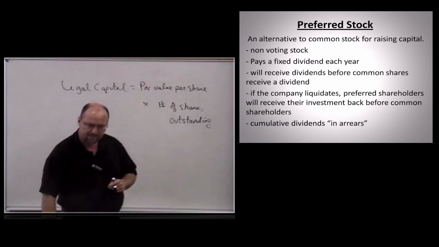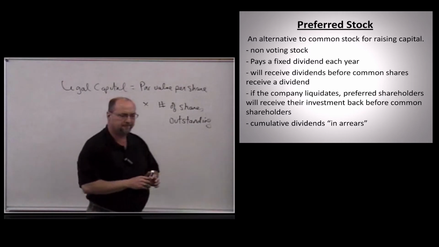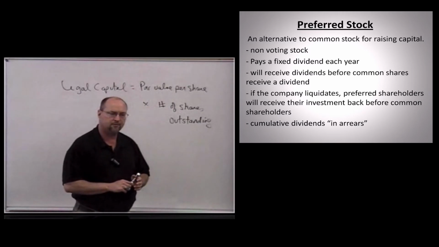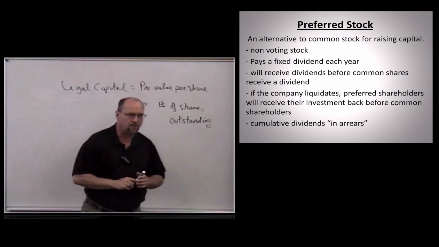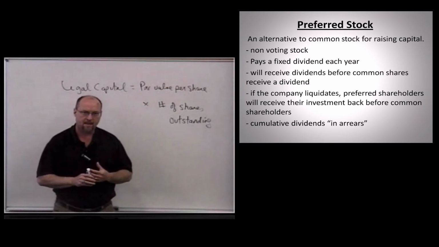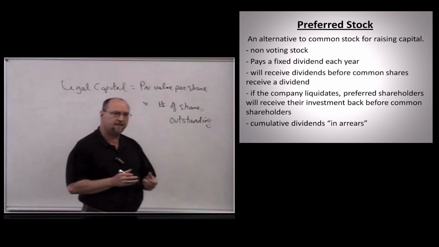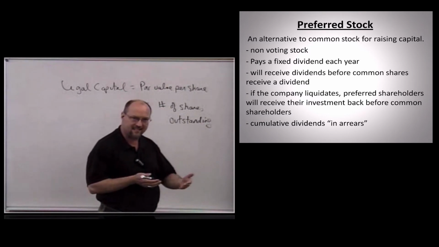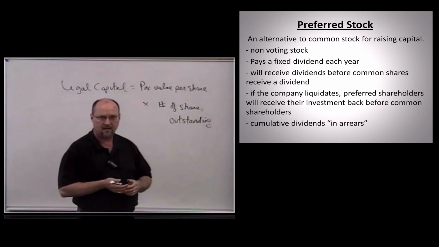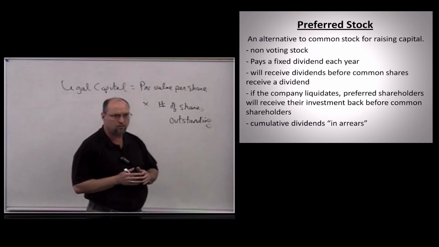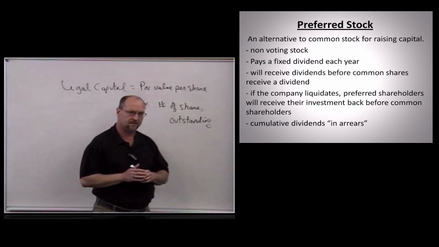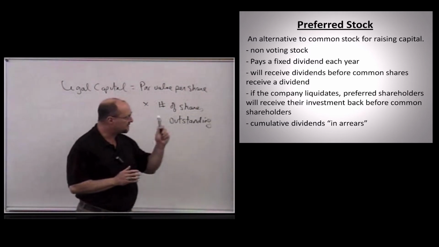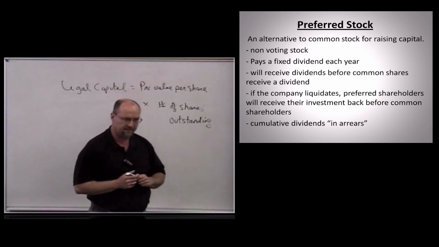And we also have another type of stock called preferred stock. Okay? Now, preferred stock allows a company to raise money without diluting the voting power of its existing common stockholders. You can think of common stockholders as the real owners of the business. Preferred stock is non-voting. They don't have any voting rights.